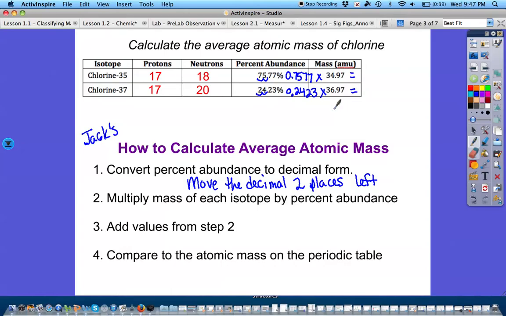So 0.7577 times 34.97 is going to give you 26.50, and 0.2423 times 36.97 gives you 8.95.